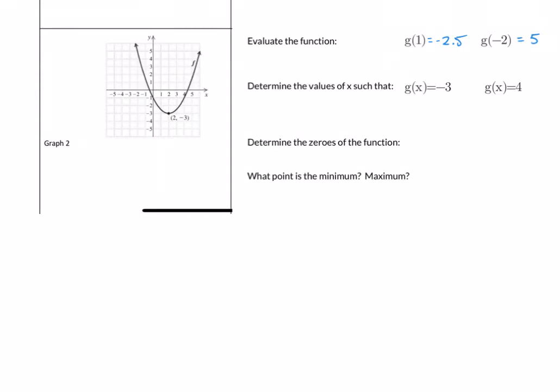All right, g of x equals negative 3. Remember, we want to determine the x values, so that means that negative 3 is a y coordinate. If we look for negative 3 on our graph, we have an x coordinate of 2, so that means x equals 2.